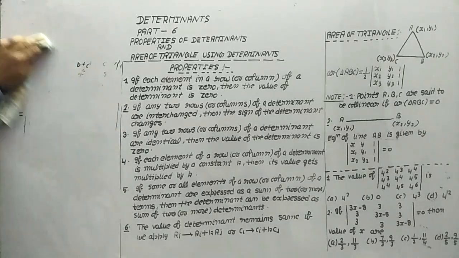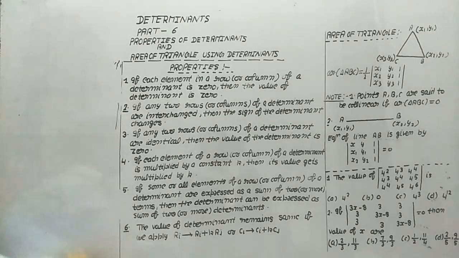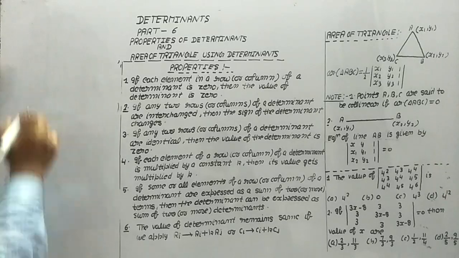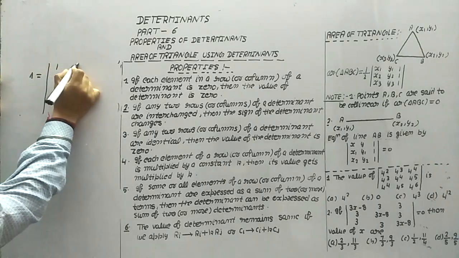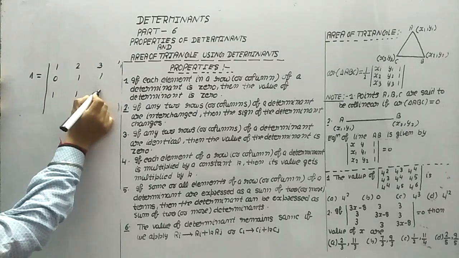Now next property. This property we read in that case also when we were finding the inverse of the matrix using elementary row or column operations. So look at this thing. How will we understand this property? We have to find out the value of this determinant: 0, 1, 1, 1, 1, 1.